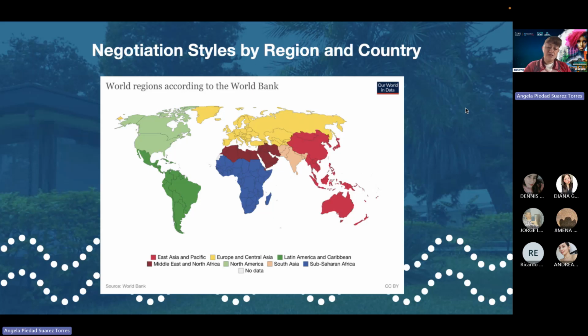So this is just one example of Africa because there are so many countries in Africa and not all of them are the same. Australia, loose and frank conversation style.